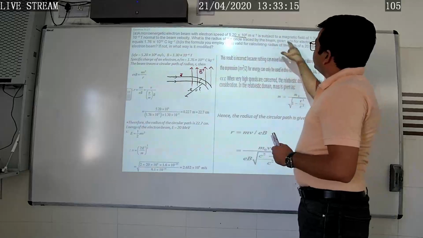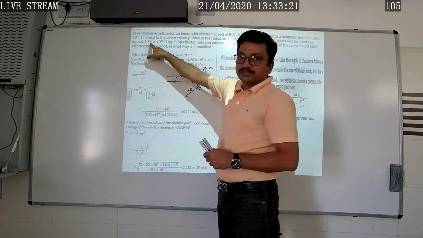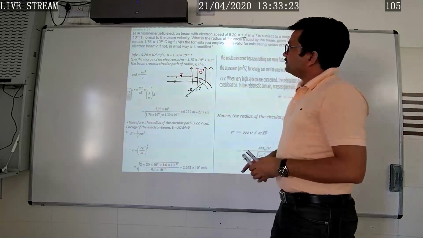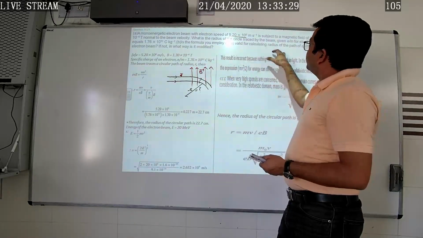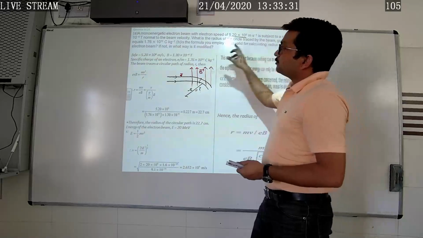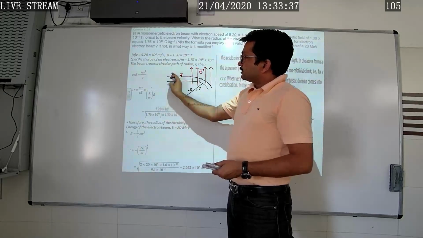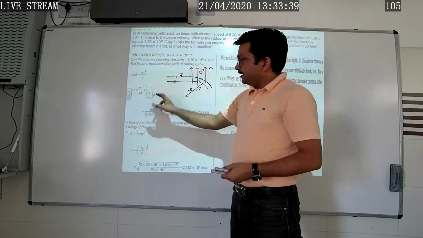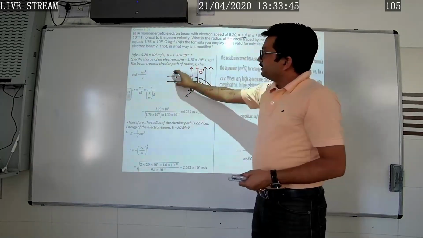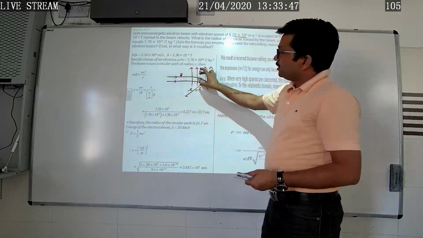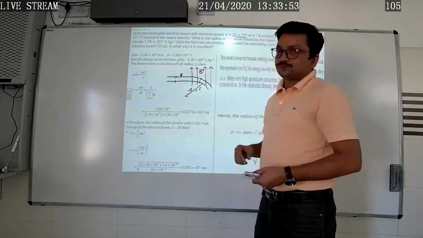In the next part, e by m, the charge to mass ratio of the electron, is given to us as 1.76 into 10 power 11 coulomb per kg. And part B is asking, is the formula you employ in part A valid for calculating the radius of the path of a 20 mega electron volt beam? That is, whether the formula you applied is valid for calculating the radius of the path when the electron beam is moving with an energy of 20 mega electron volt. If not, in what way is it modified?